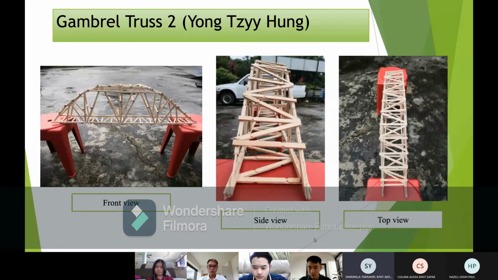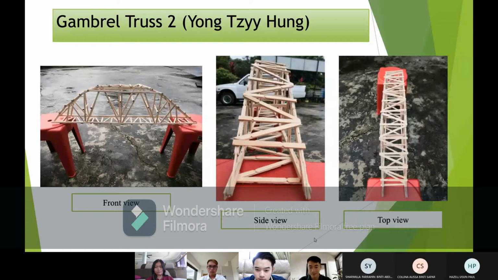For the dimension of this bridge, it is 1,600 mm long, 130 mm wide and 280 mm high, which fulfills the dimension requirement.